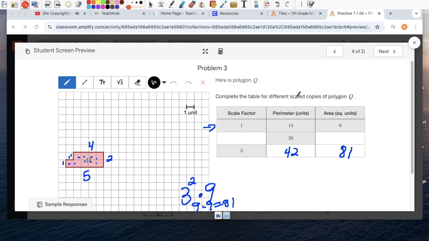Now, what's the scale factor? That gives us a perimeter of 28. Well, if the original perimeter was 14, 14 times what gives 28? Obviously, 2. So what is the area of this shape when all the side lengths are doubled? Right, so we take the 2, raise it to the second power, and multiply by the original, which is 9. 2 to the second power is 4, times 9 gives us 36.